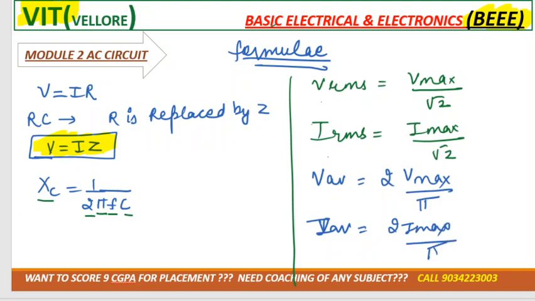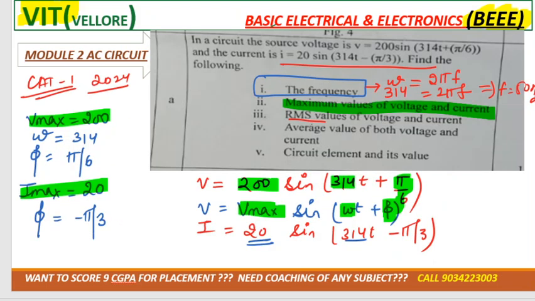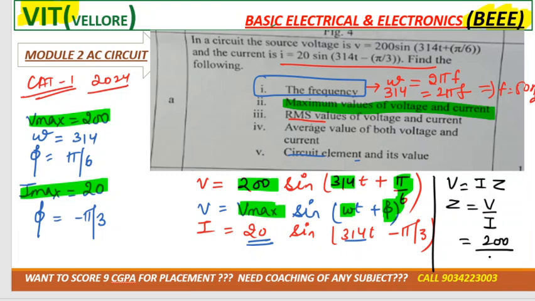You already know the maximum values, and then you will obtain it, right? Now in the next part they ask you the circuit element, whether it's a combination of R, L and C. See how can we get it? As you know, V is equal to I Z. So Z is V over I, which is 200 over 20. Z is how much? 10. Understood?